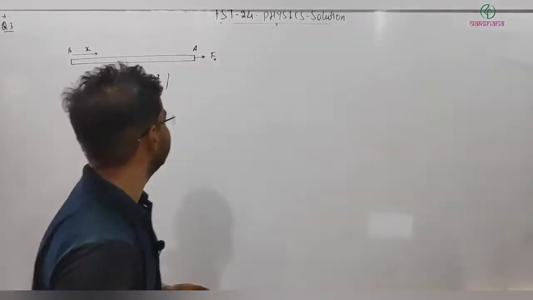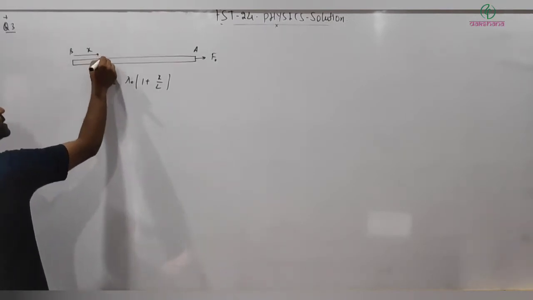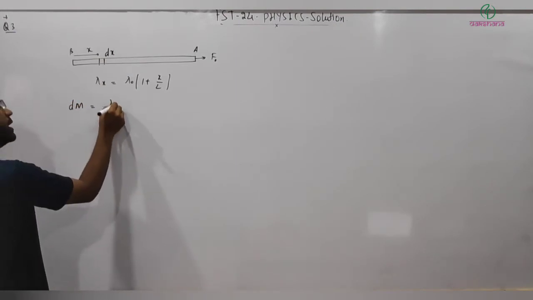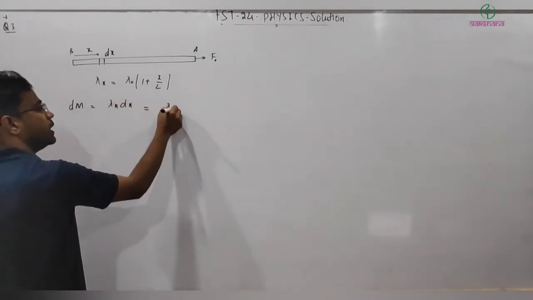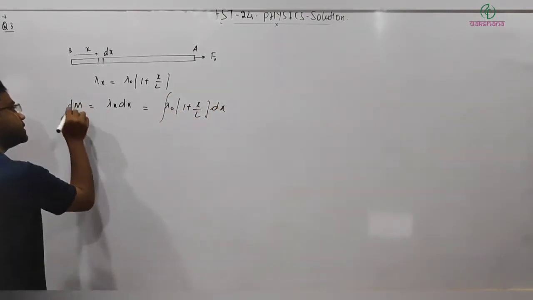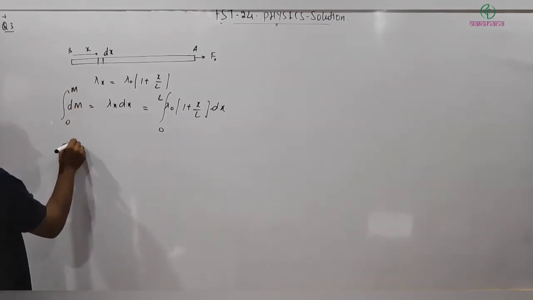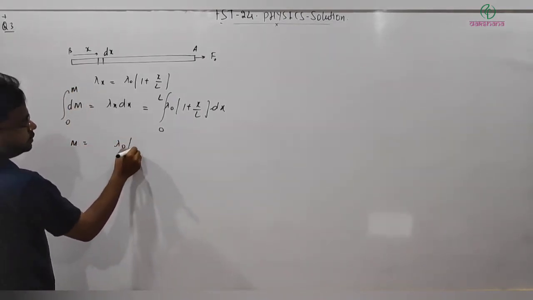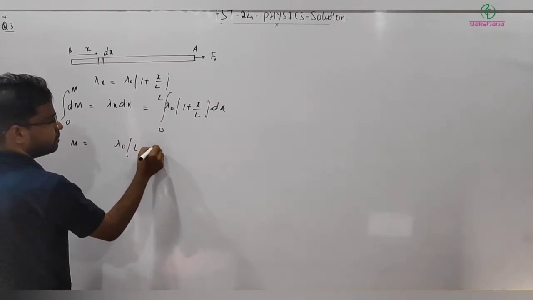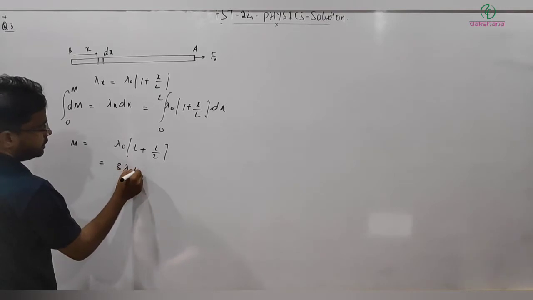So I think it's an easy problem. We can first, if this is the length, consider one small element of length dx, then I can write dm is equal to lambda x into dx. This is equal to lambda naught 1 plus x by capital L into dx. Integrating it from 0 to L, we will get the total mass m. So m is coming out to be lambda naught into, I am writing it directly substituting the limits, L plus L by 2. So this is coming out to 3 lambda naught into L by 2.